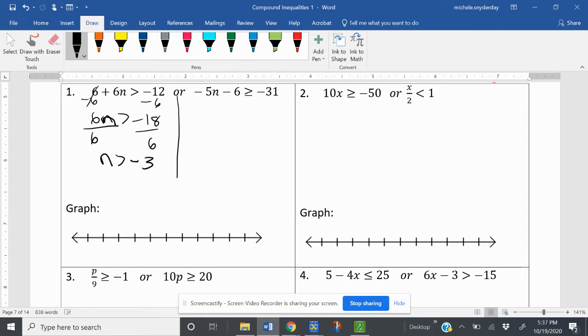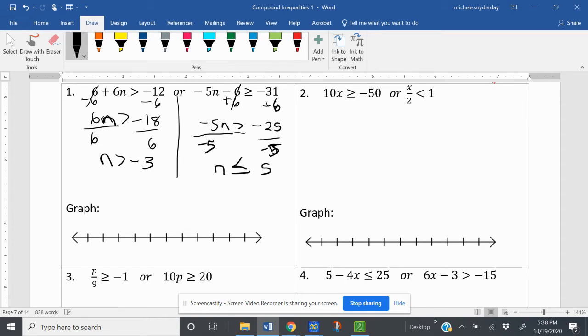There's one of them. Second one, negative 5n minus 6 is greater than or equal to 31. So the opposite of subtracting 6 is to add 6 to both sides. That goes away, and we've got negative 5n is greater than or equal to negative 31 plus 6, which is negative 25. Divide both sides by negative 5. And remember, when we divide by a negative number, we have to change the direction of the inequality. Now we're left with n is less than or equal to negative divided by negative is positive, and 25 divided by 5 is 5.